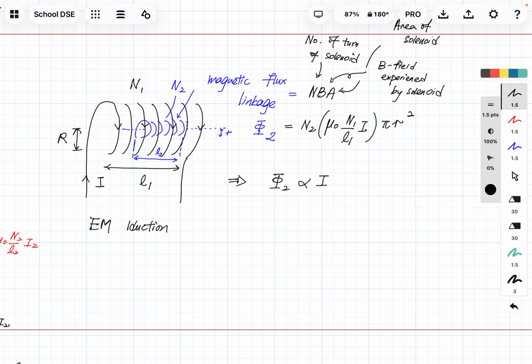So actually induced EMF equals flux linkage over delta T? No, not flux linkage over delta T, but it's the change in flux linkage over delta T. Oh, so it's a change. That's why you need to look at the slope.